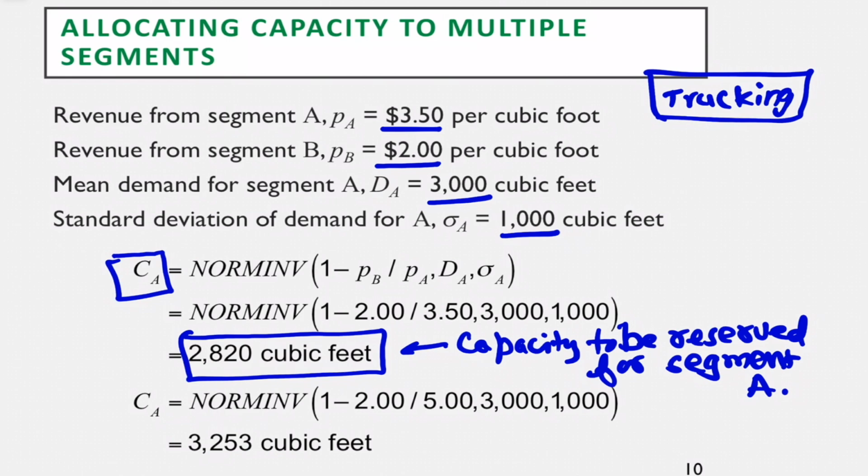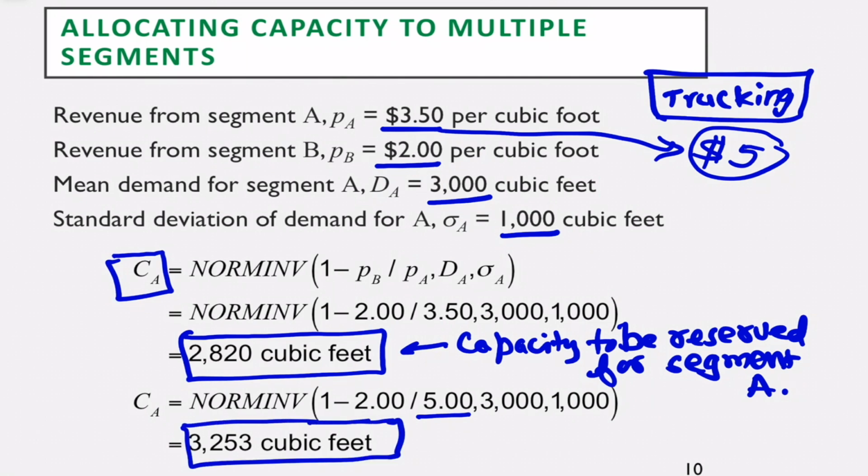Now, how will this capacity to be reserved for segment A change if we go from $3.50 to, let's say, the customer is willing to pay $5? So in the same equation, if you replace 3.5 by 5, it gives us 3253. So if the customer is willing to pay more, obviously the capacity to be reserved for this high paying customer will also go up.